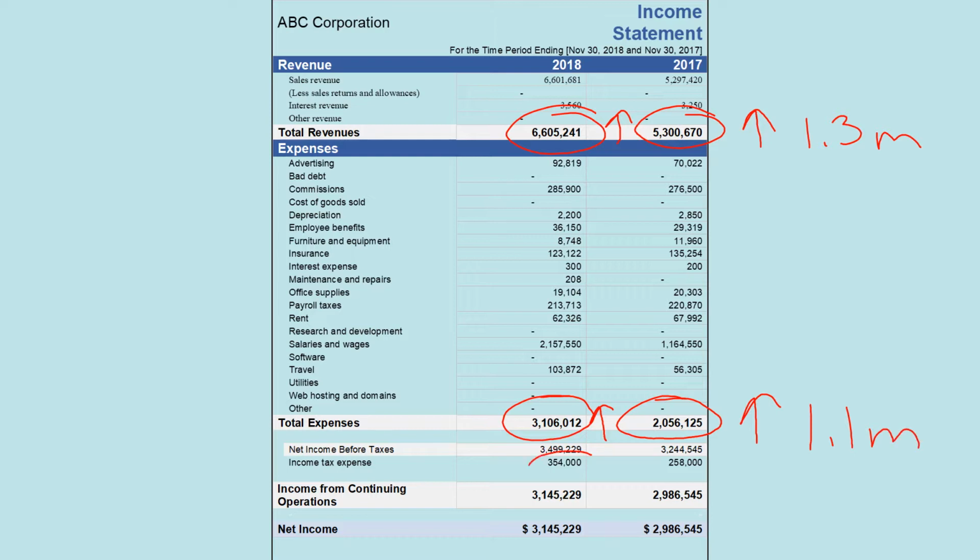And then when you take into account the difference in the income tax expense, that changes your net income to only being up about $150,000. So you can see that even though the revenue went up by $1.3 million, because the expenses also went up by almost the same amount, the net income is not that much more than it was the prior year.